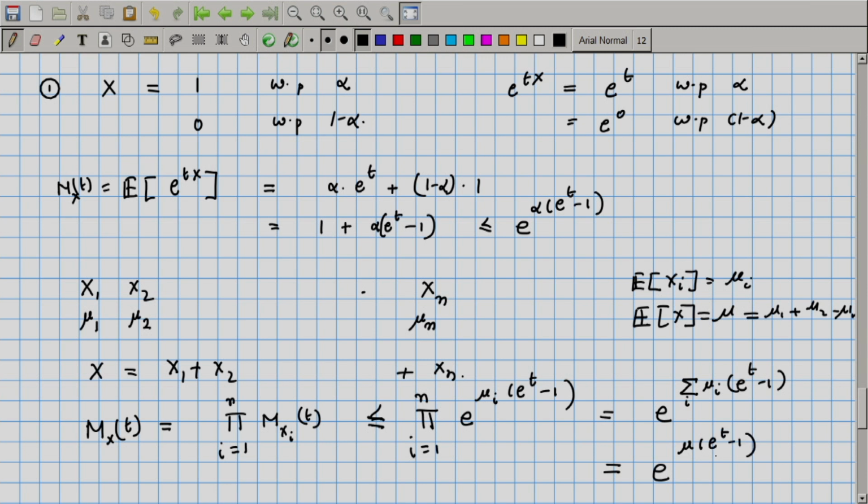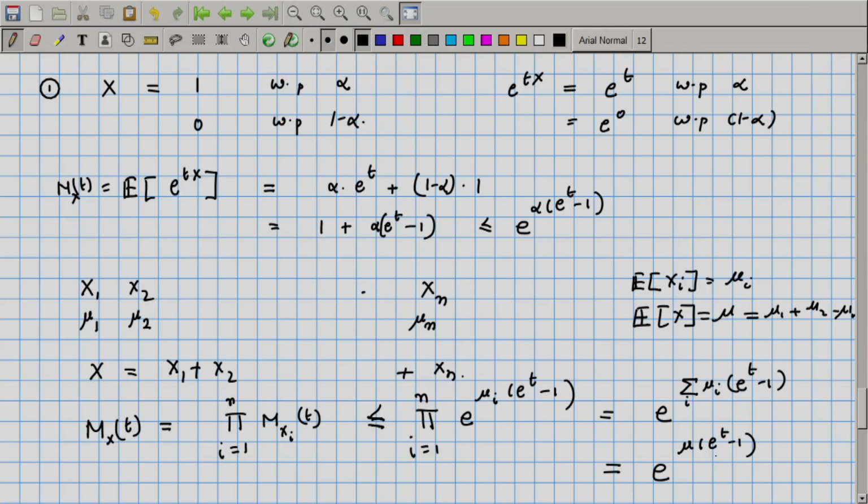Okay. So, we know that if we look at these random variables x1 to xn, which take value 0 or 1 with probability mu 1, mu 2, up to mu n, then the moment generating function of the sum of these random variables is going to be less than or equal to e raised to mu times (e raised to t minus 1). These random variables have a name, they are called Poisson trials. When all these random variables are identically distributed, this is also known as Bernoulli trials.